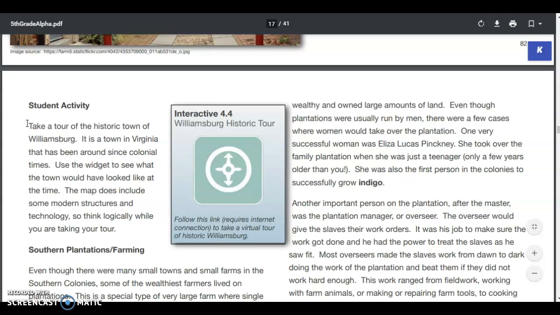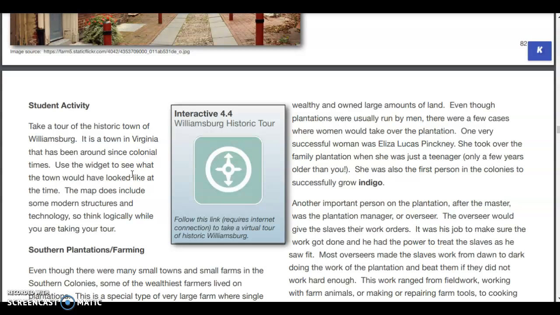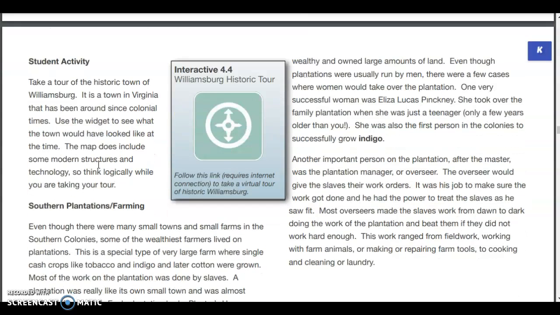Okay, I am sorry, but a little bit of a buzzkill here. I did try this widget. There is no possible way of doing the tour online. It is selling tickets to do an actual tour at Williamsburg, but it does not allow us to take a virtual tour, so I apologize for that.